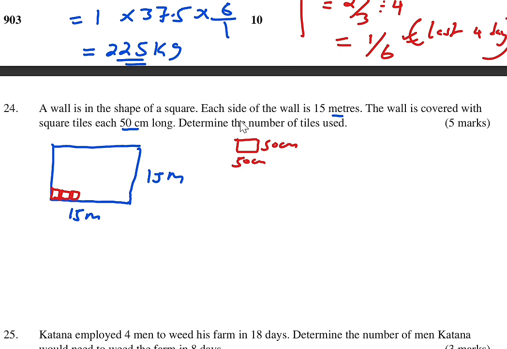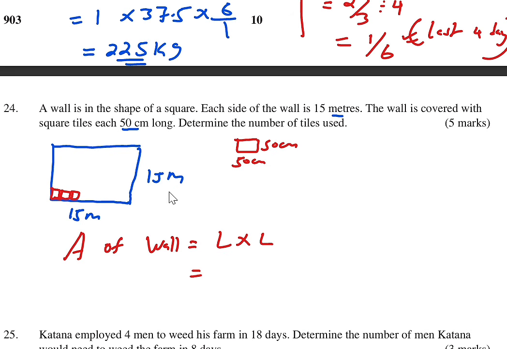So our work is to get the number of tiles used. Very easy: get the area of our floor or our wall divided by the area of one tile. So going to get the area. The area of the wall is length times length because it is a square, side by side.